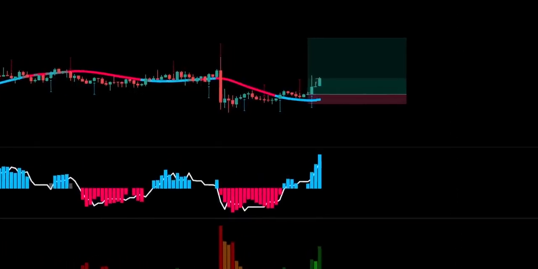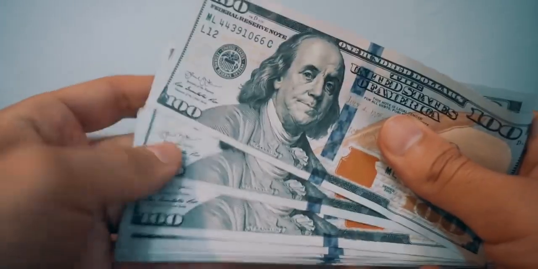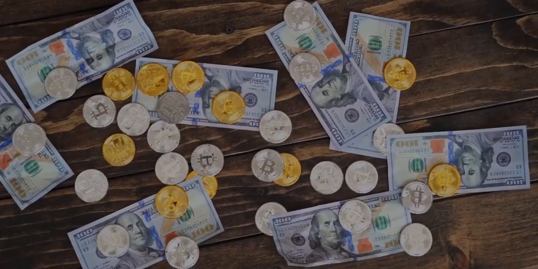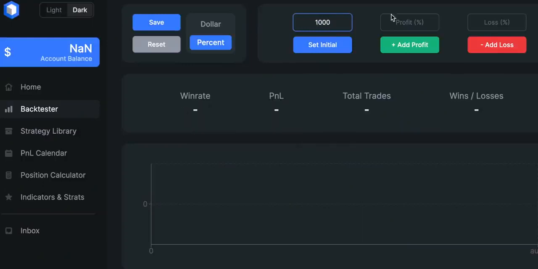If you're watching this video, consider yourself lucky because I'm about to show you a highly effective scalping strategy that will generate you insane profits. This strategy works perfectly well on crypto, stocks, and forex. I'm also going to backtest it 100 times with an initial account size set at $1,000 to prove how well this strategy performs in different market conditions.